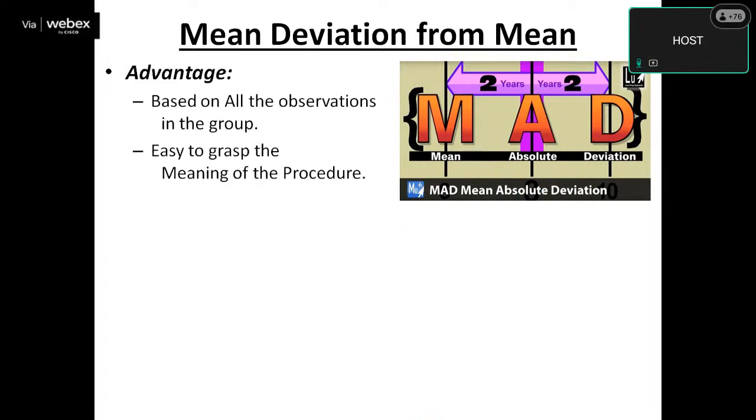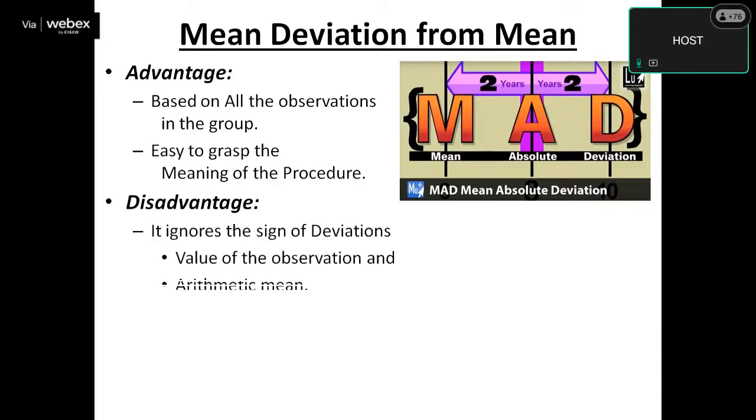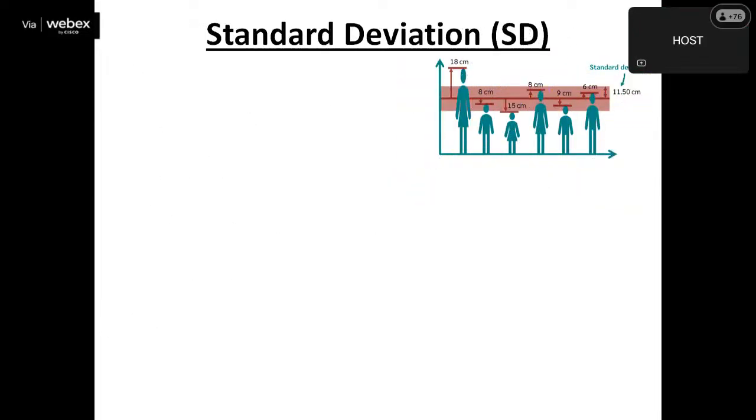The advantage here is that we have taken into consideration all the observations, and that is why it is easy to grasp the meaning of that procedure. But the disadvantage is that we are ignoring the signs of the deviations from the mean. And usually this is not commonly used in various statistics.